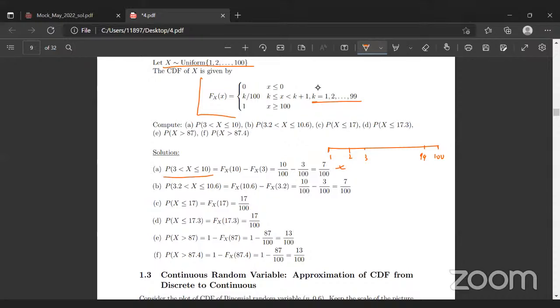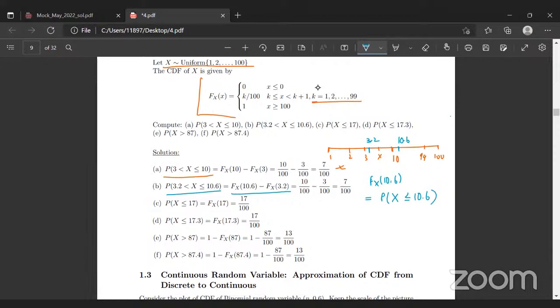Now, what about if x lies between 3.2? So initially it was 3 to 10. What is the probability that x lies between 3 to 10? Now it is what is the probability that your x lies between 3.2 to 10.6, right? So using the CDF property, what we will write? We will write this is Fx of 10.6 minus Fx of 3.2, right? So Fx of 10.6 is what? Fx of 10.6 is what? This is nothing but probability x is less than or equal to 10.6, correct?